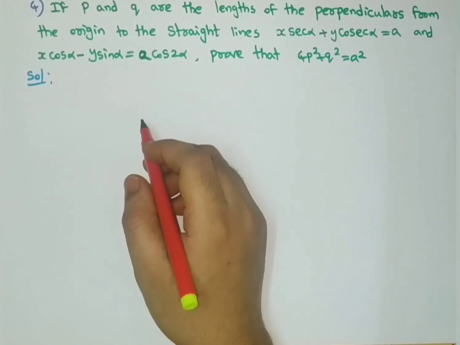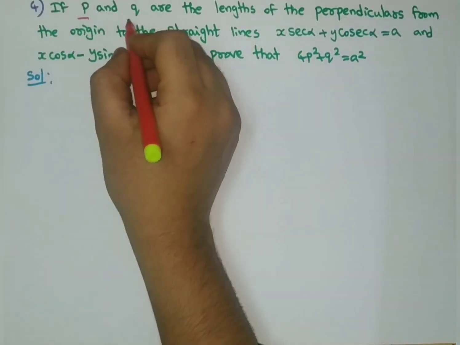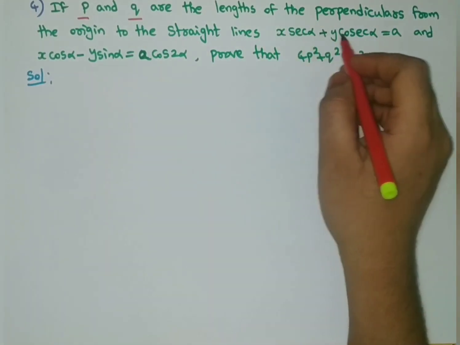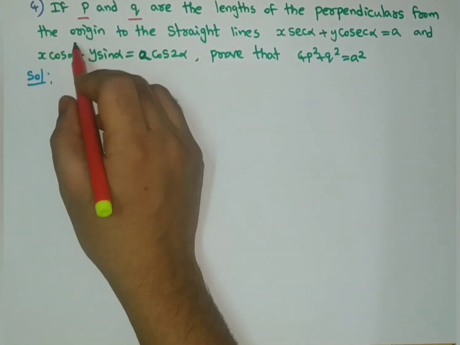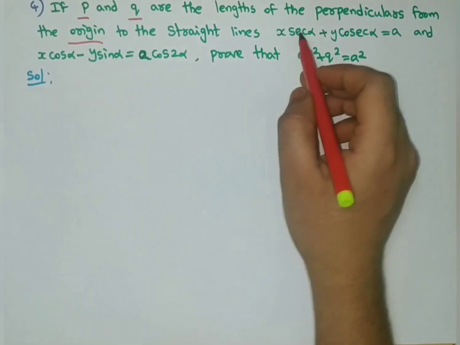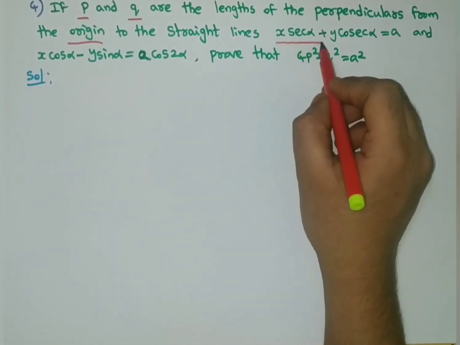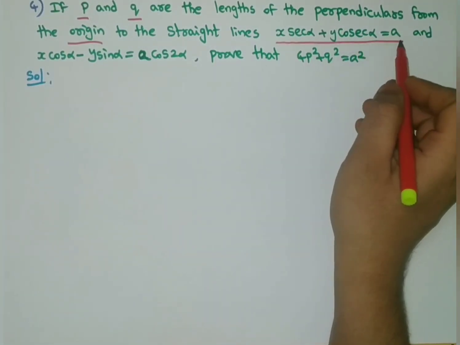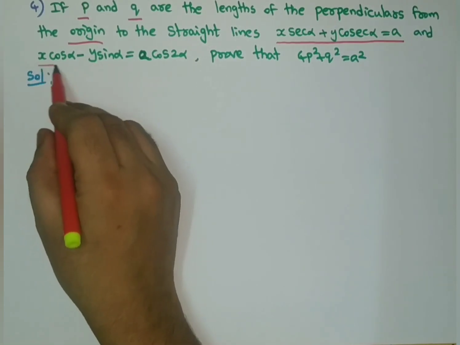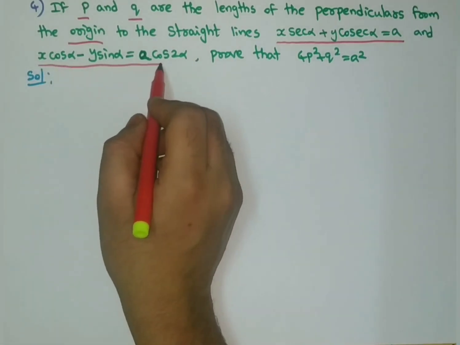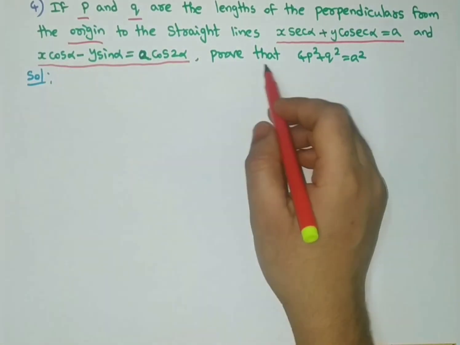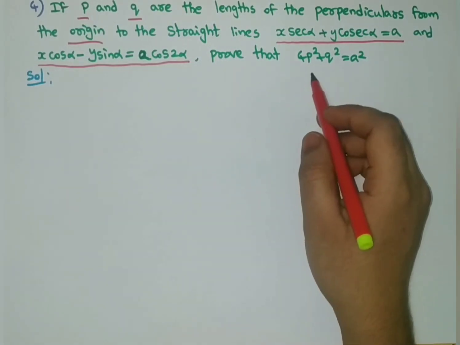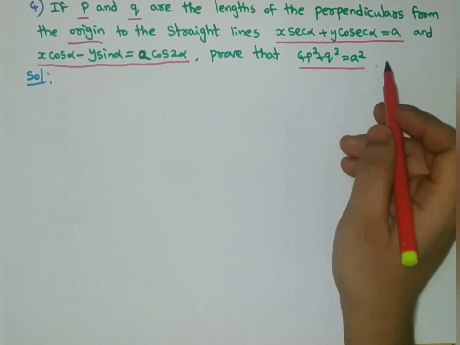Let us discuss the fourth problem. If p and q are the lengths of the perpendiculars from the origin to the straight lines x secant alpha plus y cosecant alpha is equal to a, and x cos alpha minus y sin alpha is equal to a cos 2 alpha, then prove that 4p square plus q square is equal to a square.